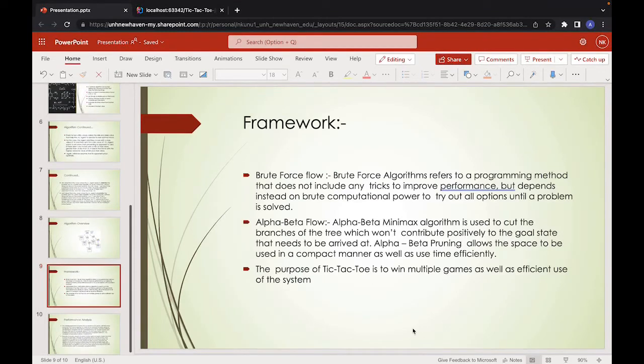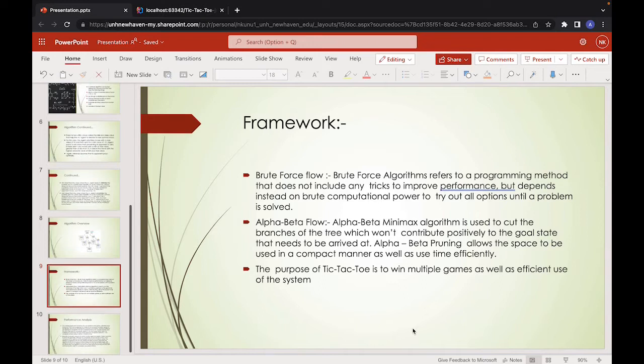Just now, my friends Anvesh and Surya explained the algorithms which I have used in this project. Right now, I'm going to explain the framework which we have used. There are two frameworks compared to each other. One is a brute force flow, and the other one is an alpha beta flow. The brute force flow algorithm refers to programming methods that do not include any tricks to improve performance, but depend instead on brute computational power to try out all options until a problem is solved.